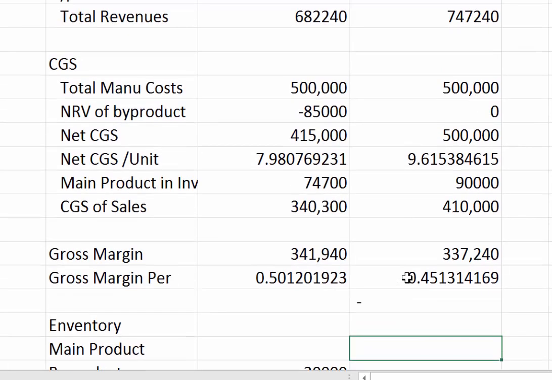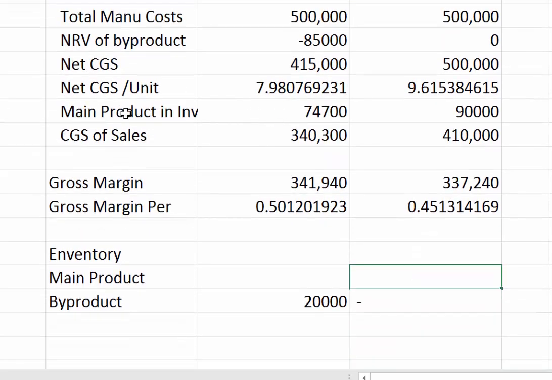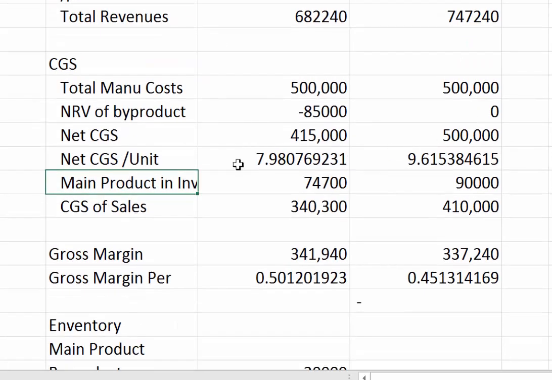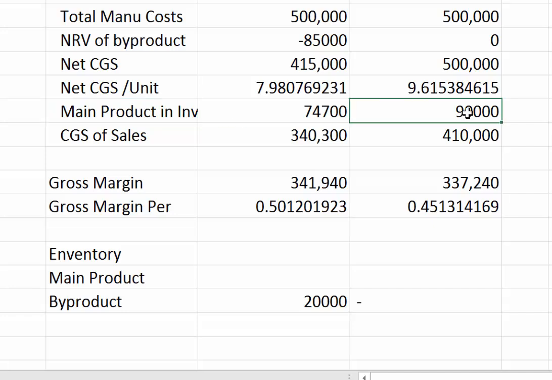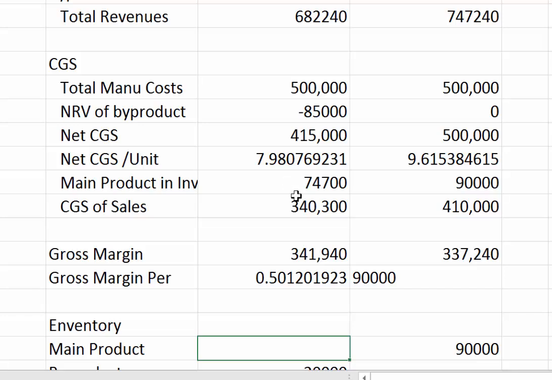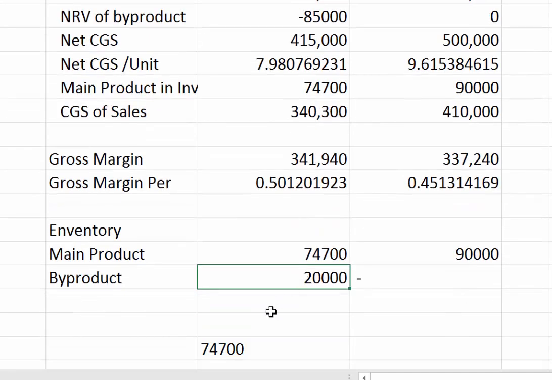So now you pull out some numbers in your CGS calculations. In this we have a sales method, and this is the main product in ending inventory. So you should pull out 9,000 directly, and for this one, it's going to be in the production method, and we're looking at 74,700. And for the byproduct it's 2,000. Sorry, I don't know what's going on here. I think I should not have this. So that's what's happening here.